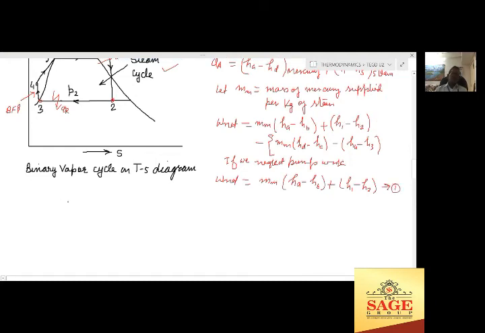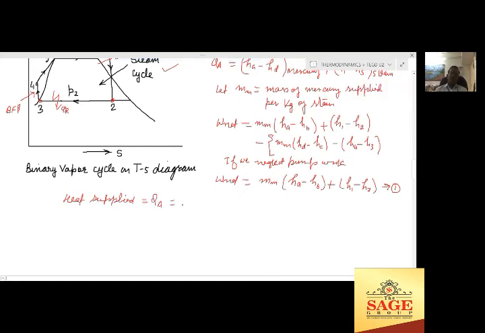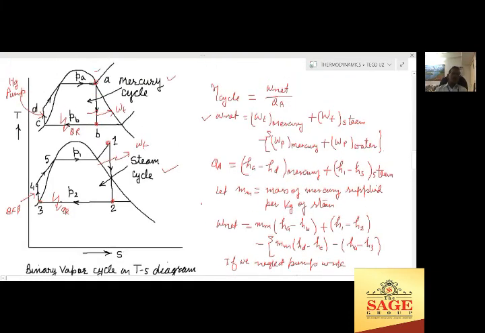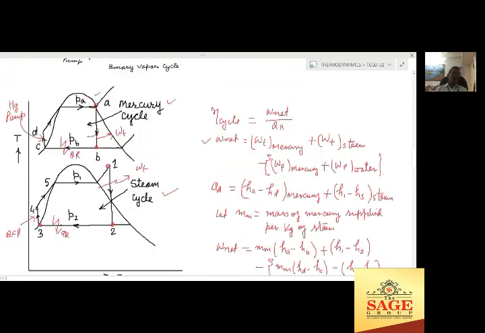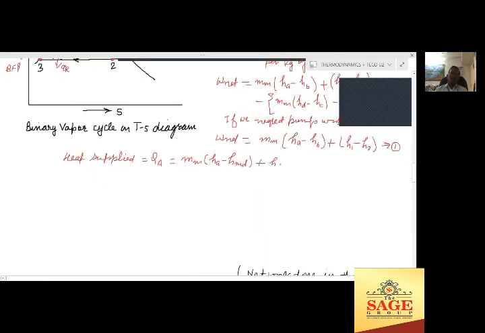Now the heat supplied, which is QA, can be written as, for the mercury, mm into HA minus HD, plus the heat supplied in the superheater, which is H1 minus H5.